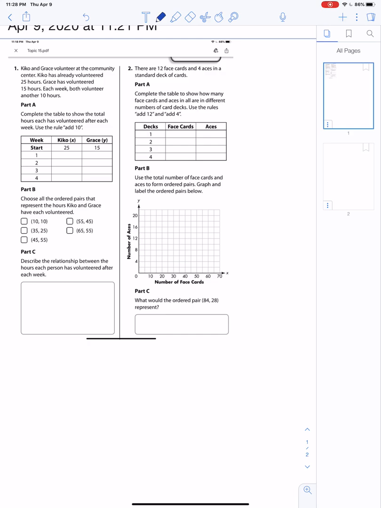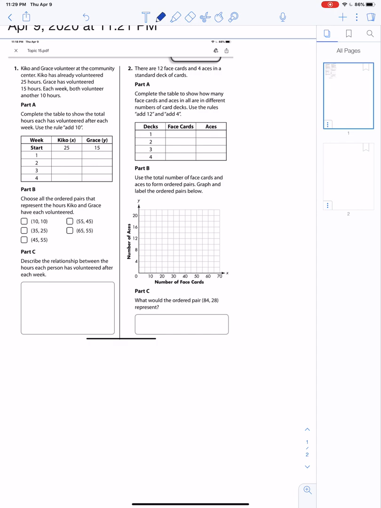So if we look at number 1, Kiko and Grace volunteer at the community center, and Kiko has already volunteered 25 hours and Grace has volunteered 15 hours. Each week, both volunteer another 10 hours. Complete the table to show the total hours that each has volunteered after each week. Use the rule add 10.